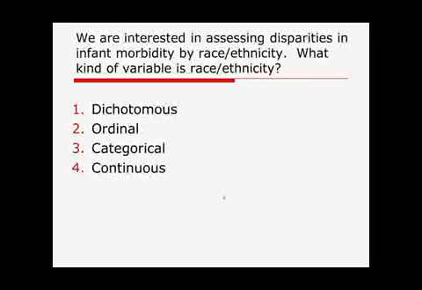Suppose we're interested in looking at disparities in infant morbidity by race ethnicity. What kind of variable is race ethnicity? Okay, good. A number of you are responding, and I hope the rest of you are thinking about this. It is categorical. So race ethnicity would have more than two categories, and there's no ordering to them.